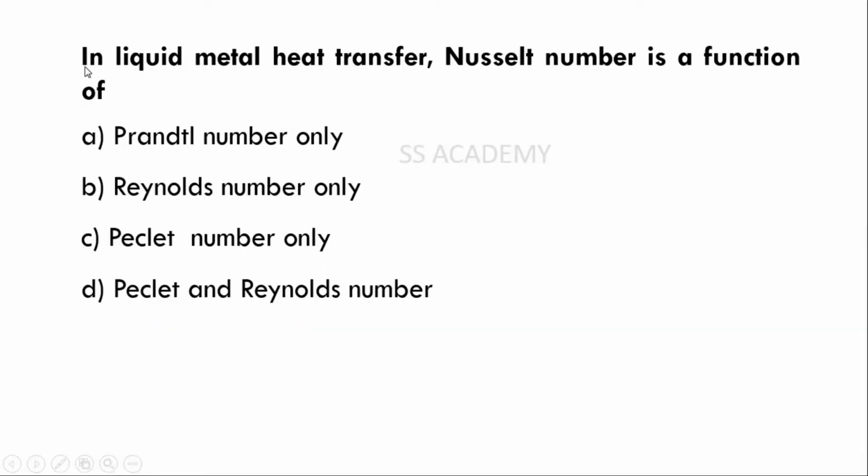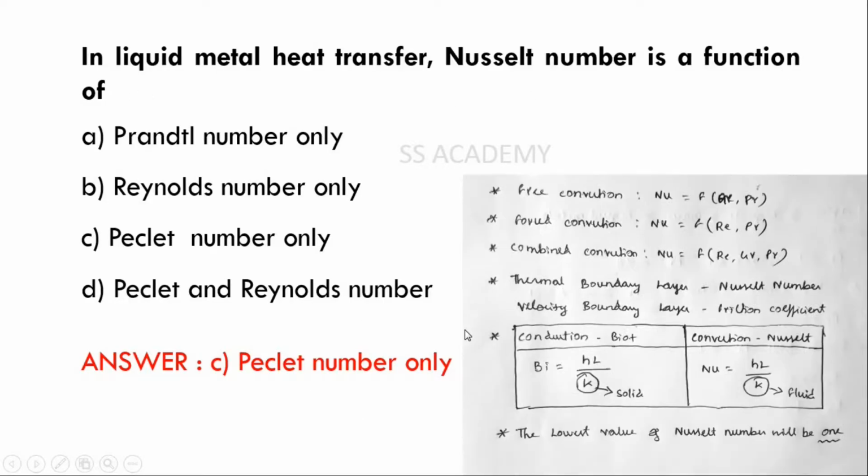Next question is, in liquid metal heat transfer, Nusselt number is a function of: option A, Prandtl number only; option B, Reynolds number only; option C, Peclet number only; option D, Peclet and Reynolds number. The correct answer is option C, Peclet number only. In liquid metal heat transfer, Nusselt number is a function of Peclet number only.